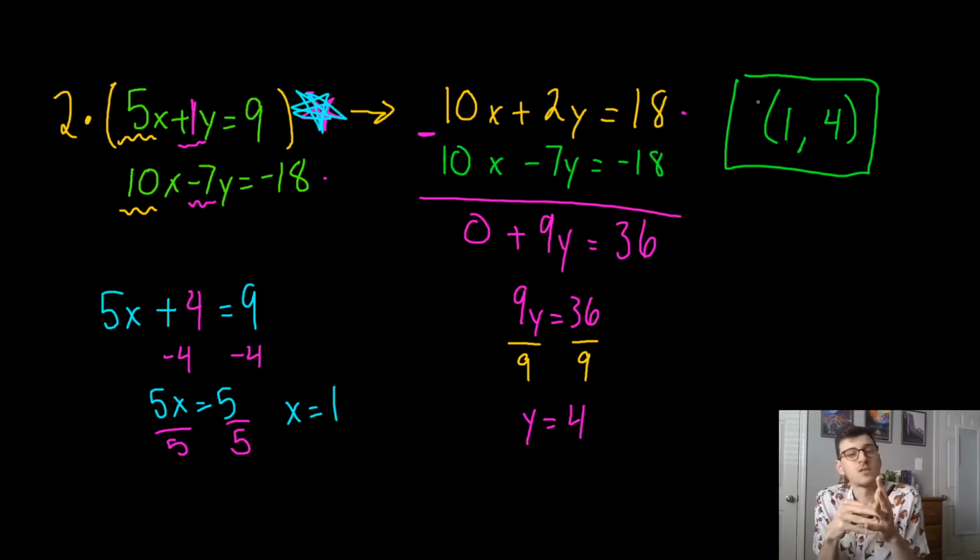Now, something maybe for you to think about is, how could I have eliminated y instead of x? Could I have eliminated y? Well, yeah, if I had multiplied this by 7 or -7, then I would have been able to eliminate y. And so it's really whatever you choose.